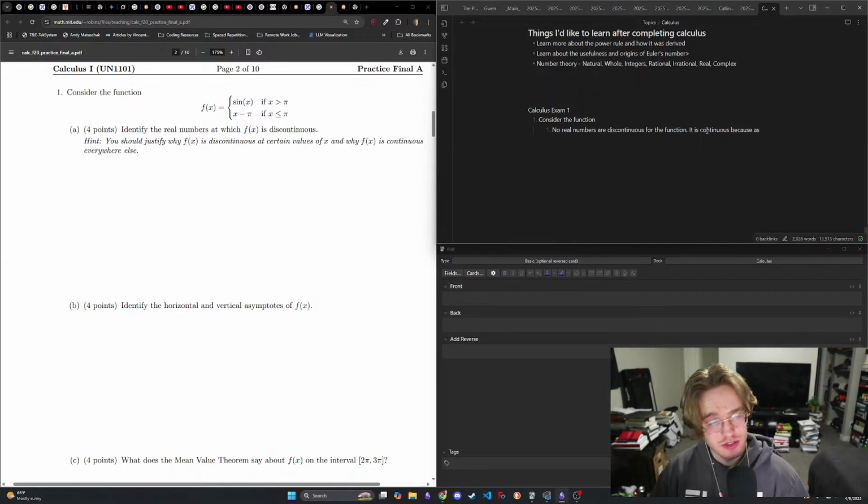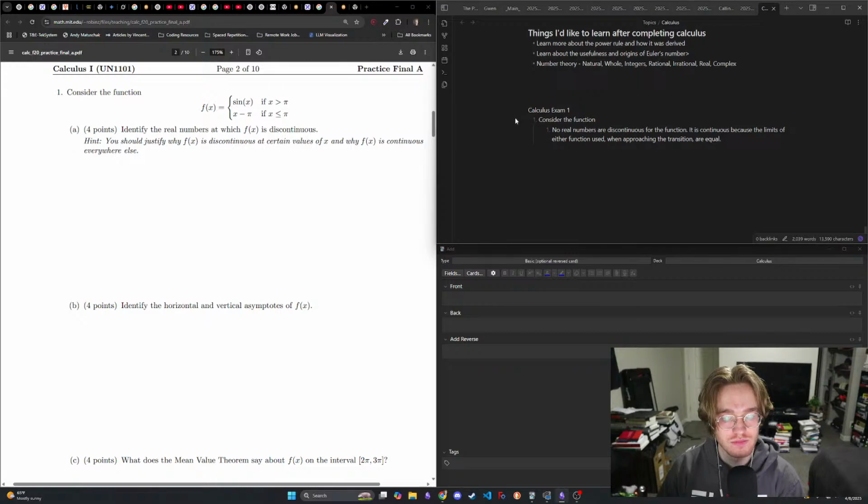Okay, it is continuous because the limits of either function used when approaching the transition are equal. Okay. Identify the horizontal and vertical asymptotes of f of x.